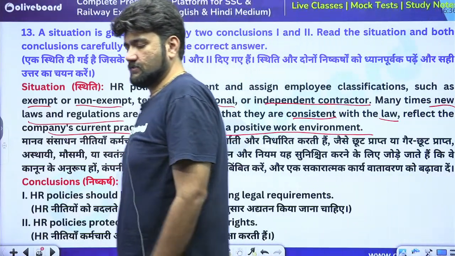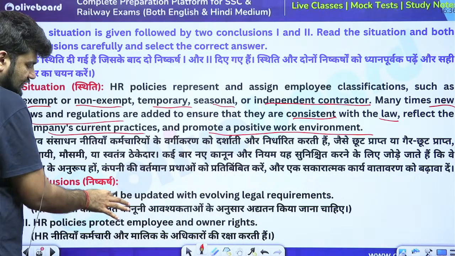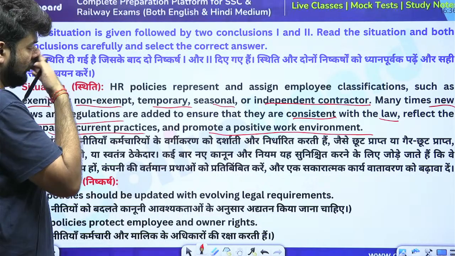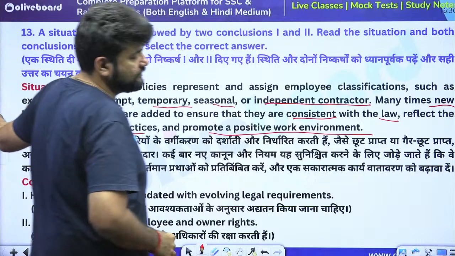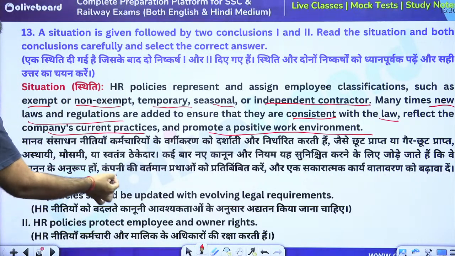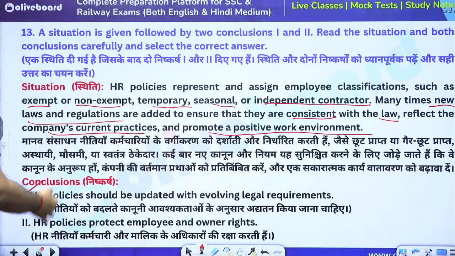Focus on the keywords. What are the keywords trying to hint at? Now read the conclusions. HR policy should be updated with evolving legal requirements. I think, can we derive this as a conclusion from the statement? Yes, we can, because that is what they are doing. What they are doing is, they are consistent with the law. To keep them consistent with the law, new laws and regulations are added. So HR policy should be updated by adding new laws and regulations with evolving legal requirements. This is true. Conclusion 1 follows.